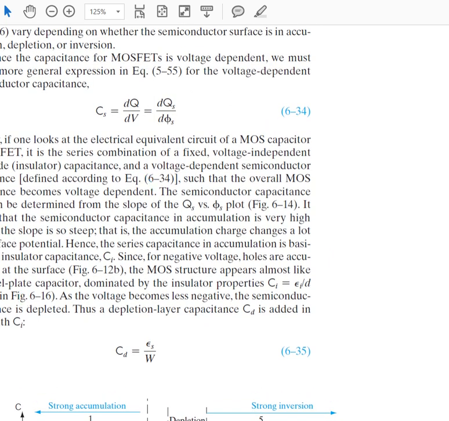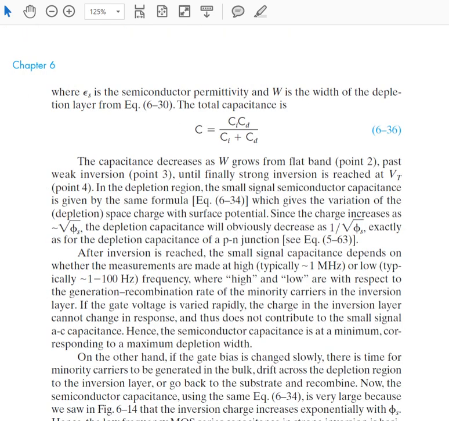We'll take up first the effect of real surfaces on the threshold voltage, and then we'll discuss the capacitance. Let's scroll down to that page.